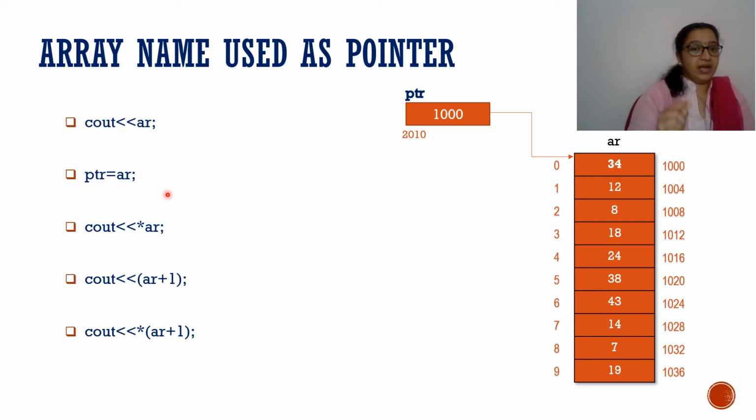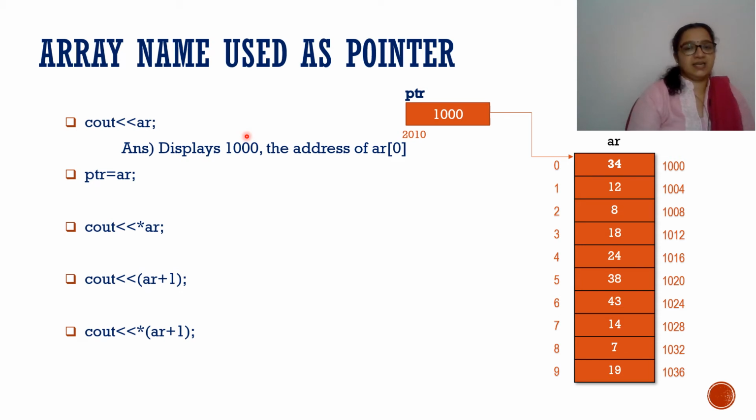That means the value of AR, that is the base address of AR, 1000, is assigned to PTR. That is the meaning of this, is it? So the base address is here now in AR. So cout AR means we will get the base address of AR simply by putting cout AR. So the array is acting like a pointer now, is it? Simply if you put AR, you get that base address.